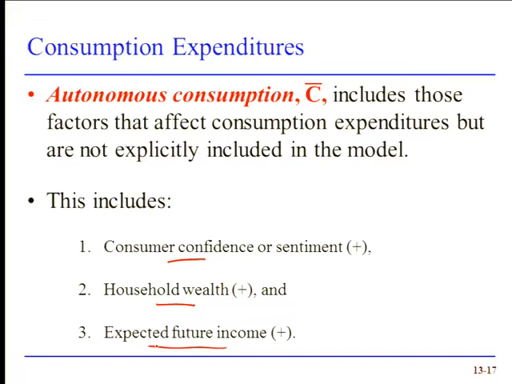If any one of these was a major factor in explaining consumer spending, we would want to put it into the consumption function equation. The fact that we just put all those effects into autonomous consumption means, yes, there is an effect. It's important to recognize that each one of these three variables does have an effect on consumer spending, but it's not the primary effect.